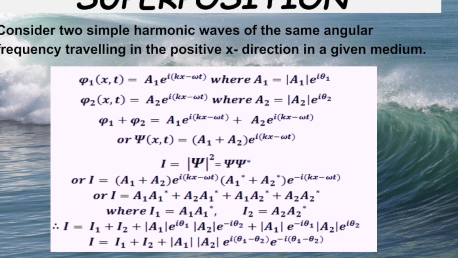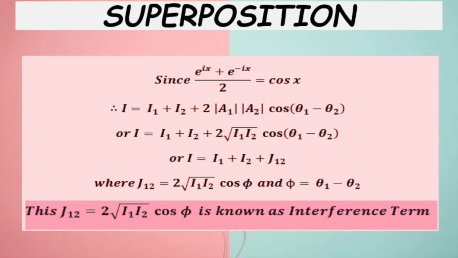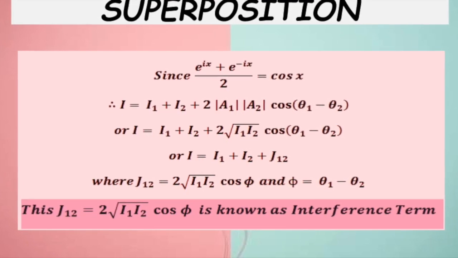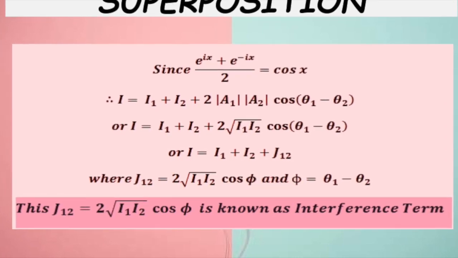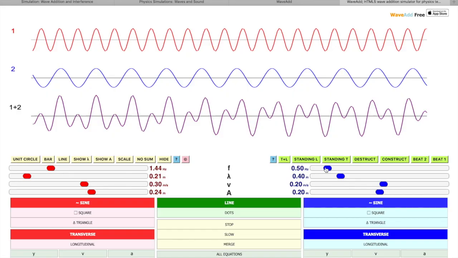Now intensity is the square of psi. After solving for the intensity, it gives the value I equal to I1 plus I2 plus J12, and this J12 is known as the interference term.